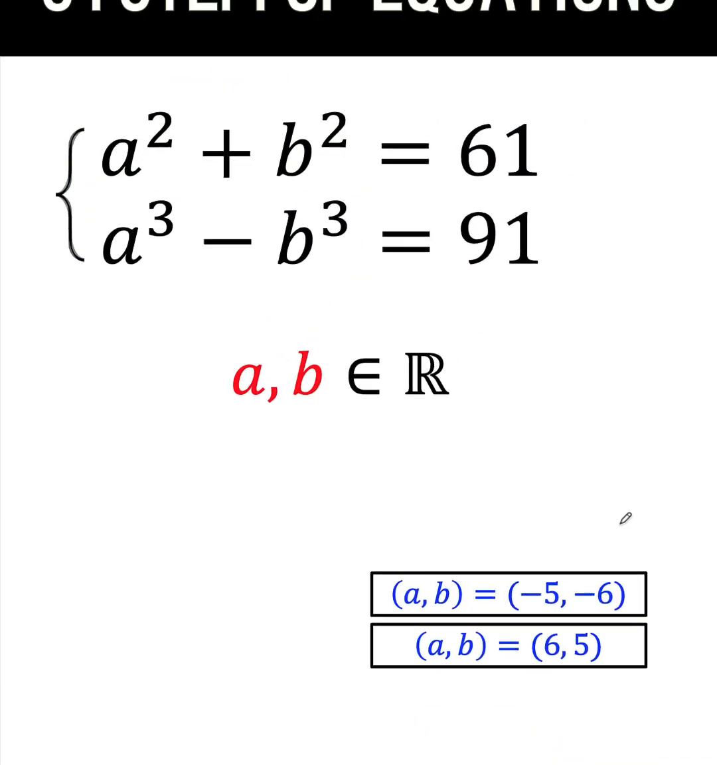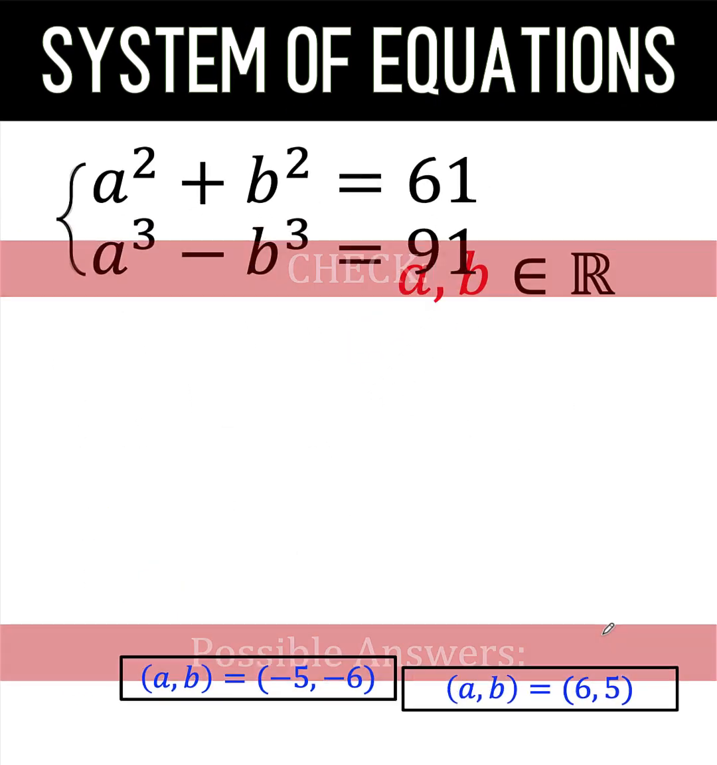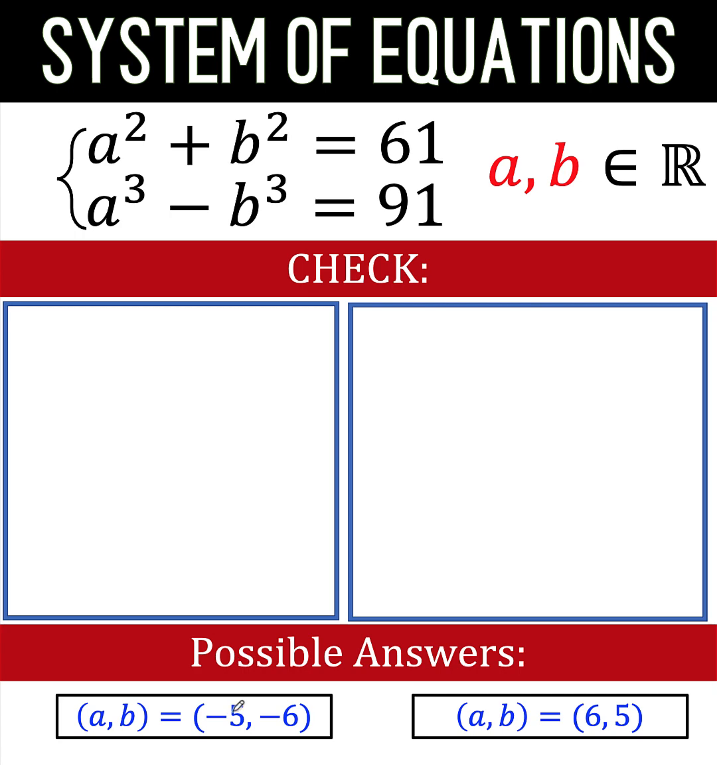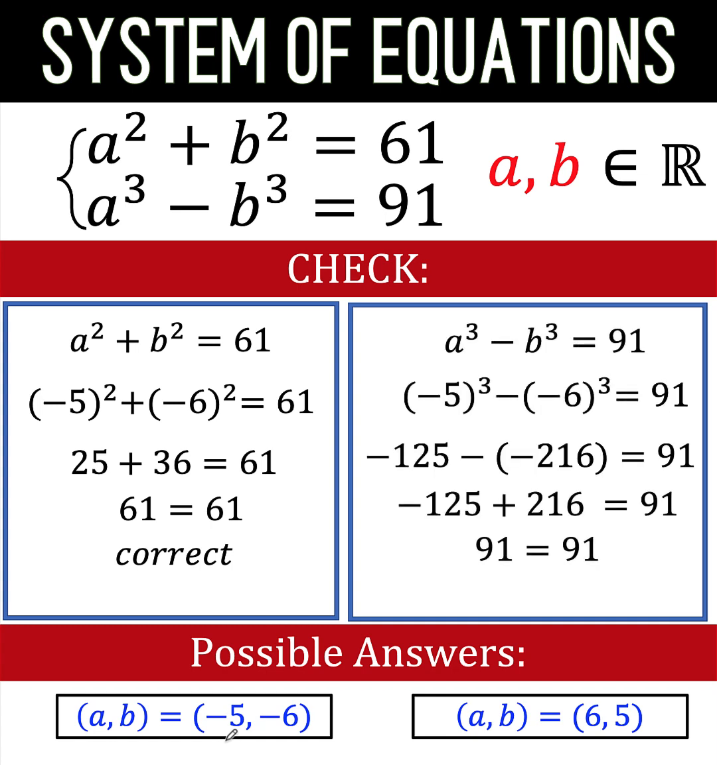So the only real roots that we arrive at are the ordered pairs AB, negative 5, negative 6, and 6, 5. To check if these solutions are really correct, we substitute the values to the original equation. If we replace now the first equation with a equals negative 5 and b equals negative 6, here is the result, and we arrive at a correct equation. Replace the second equation with the same ordered pair a equals negative 5 and b equals negative 6, and again, we arrive at a correct equation. That means our first pair of solutions here is correct.